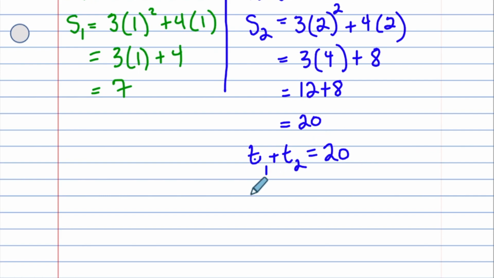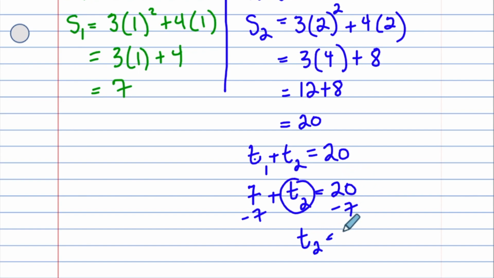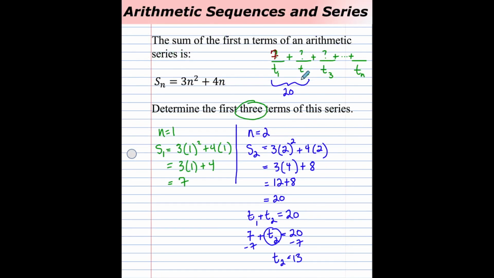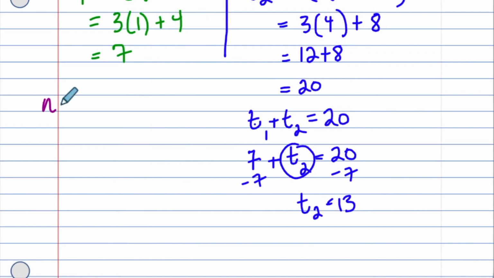If you know T1 is 7, can you get T of 2? Subtract 7 both sides. T of 2 is 13. This is using algebra, but if you look here, if you have the whole is 20 and you take away 7, you're going to get this term here. Second term is 13.